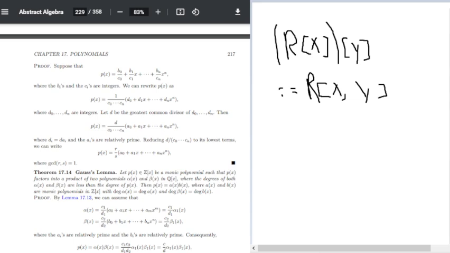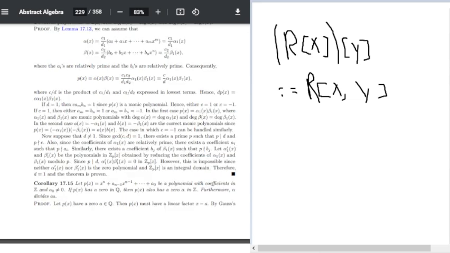Reducing d over c0 all the way to cn to its lowest terms, we can write p of x is equal to r over s, a0 plus a1x plus all the way on to plus anx to the n, where the greatest common divisor of r and s is equal to 1. This theorem, okay. Theorem 17.14, Gauss's lemma.